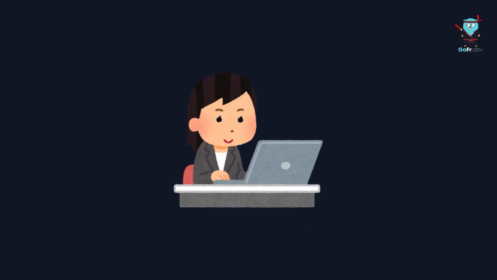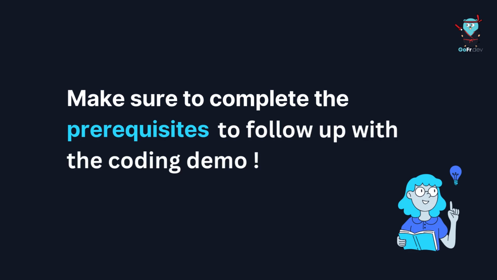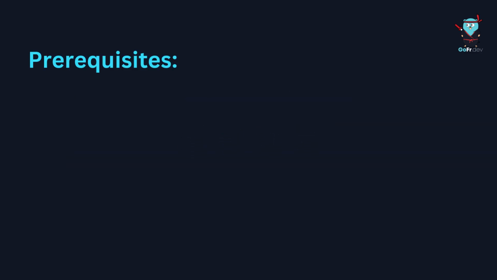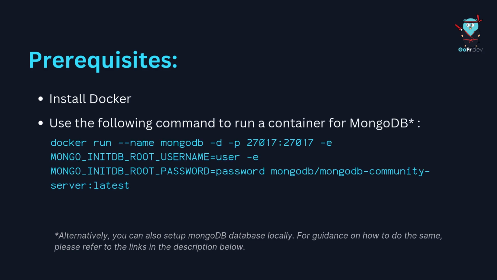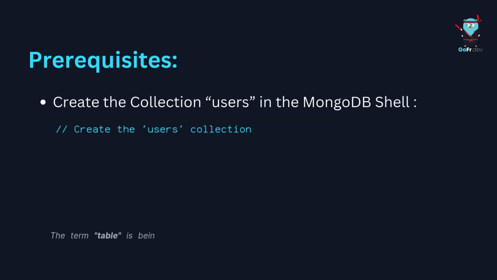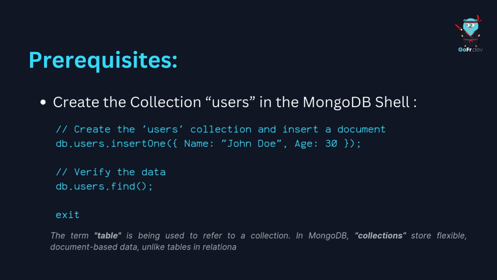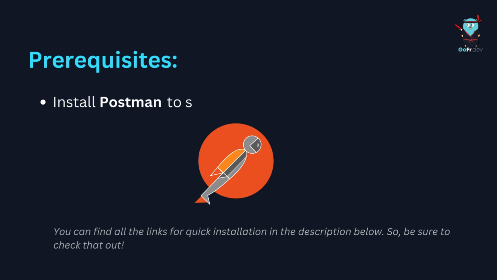But before we get started with coding, let me walk you through a few setups that you need to complete beforehand. So the prerequisites include: we must have Docker installed in our system because we are going to use it to run a MongoDB instance. Once Docker is up, we need to spin up a MongoDB container and create a test database. Then we make a table named users in the database. We also must have Postman installed because we are going to use it to send GET and POST requests to test our APIs.